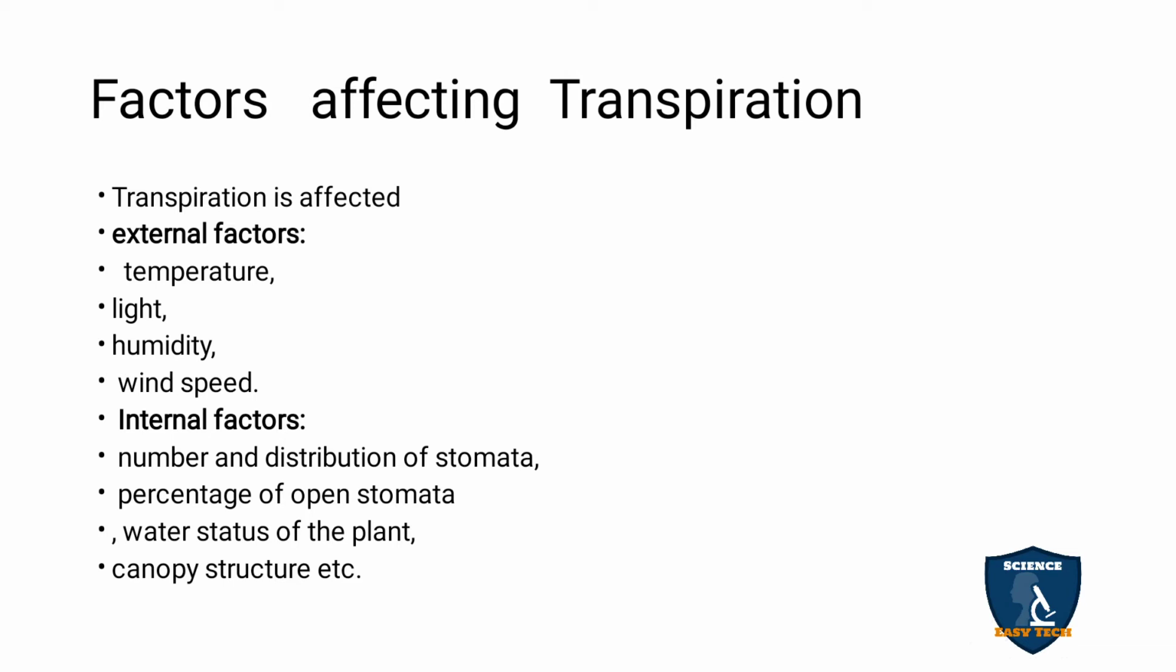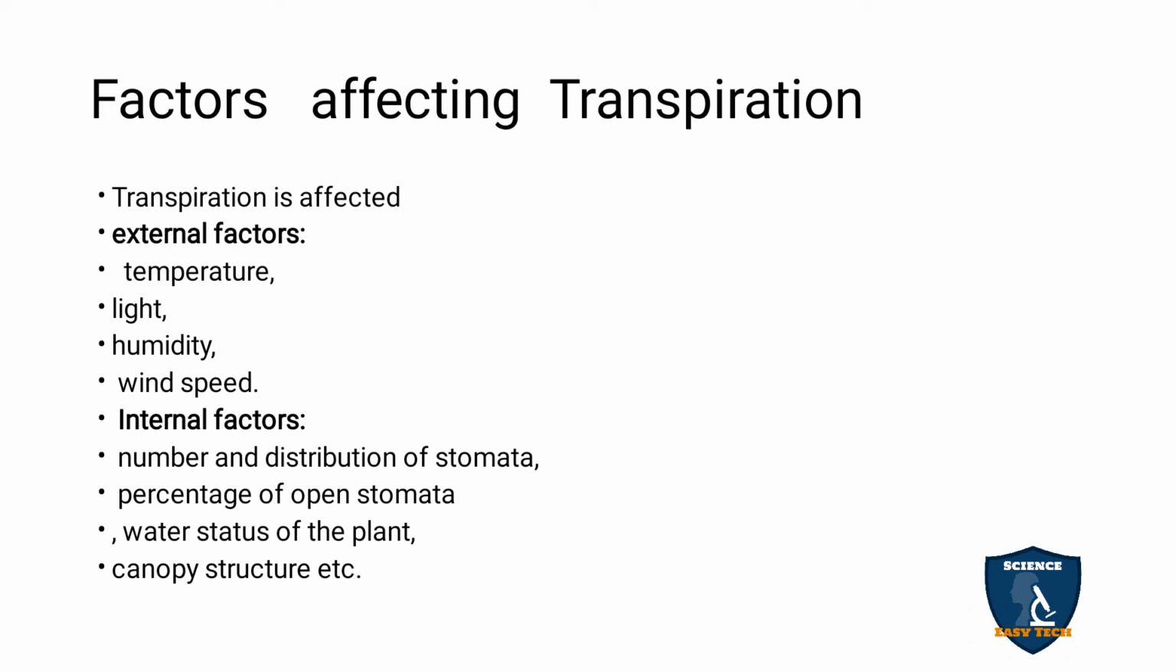Factors affecting transpiration. Transpiration is affected by external factors as well as internal factors. External factors include temperature. If there is high temperature during the summer season, the groundwater will be less but the temperature is high, so that can affect transpiration. Light also matters: in the winter or rainy season there is little light, so the water won't be absorbed. Humidity and wind speed also affect the transpiration process.